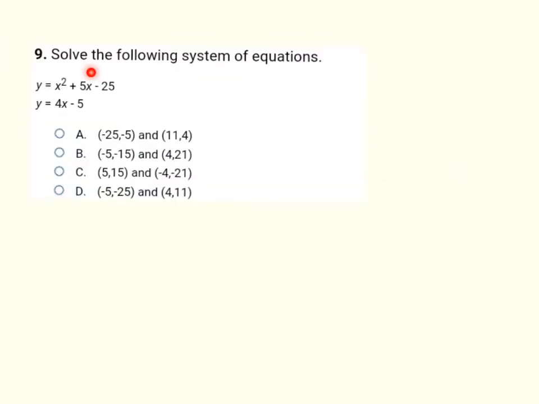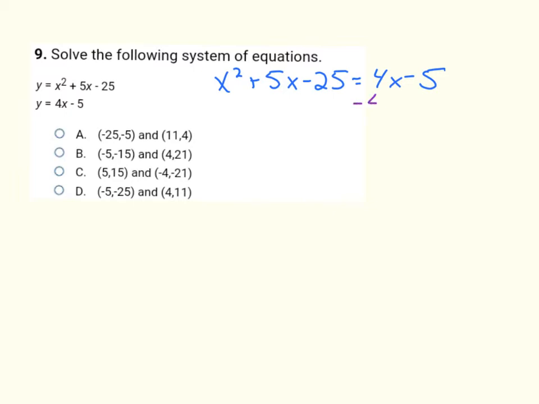Okay, this problem is very similar, only now I have a quadratic and a line. They're both equal to y, so that means they're equal to each other. So I'm going to set x squared plus 5x minus 25 equal to 4x minus 5. And I'm going to solve this for x. And since it's a quadratic, the highest power is a 2. I have to set these all equal to 0.